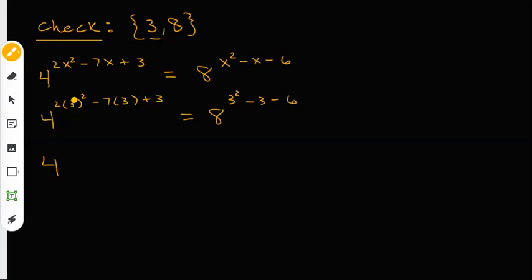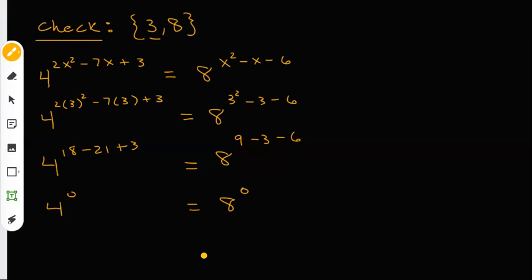Now with the exponent, I'm going to have 3 squared, which is 9. And if I multiply 9 by 2, I'm going to get 18. Now if I multiply 7 by 3, I'm going to get 21. Over here, the 3 squared is going to give me 9. That's 3 times 3. So I'm going to get 9 minus 3 minus 6. Okay, so these numbers are going to give me 0 when I add all the numbers up. And I get the same result on the other side. I get 0 as my exponent.